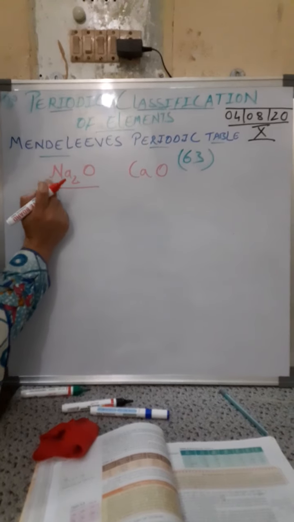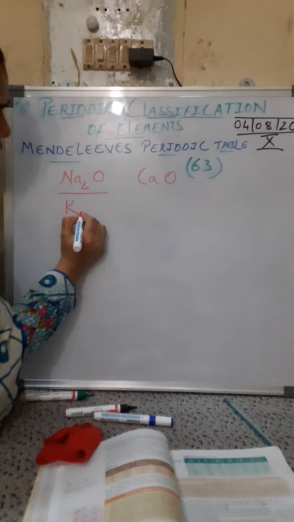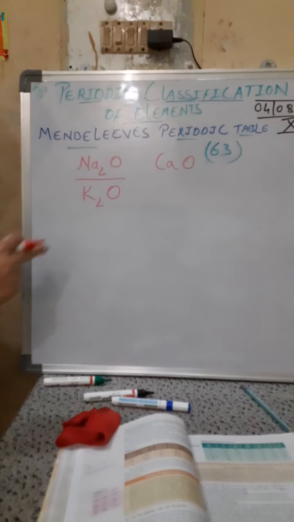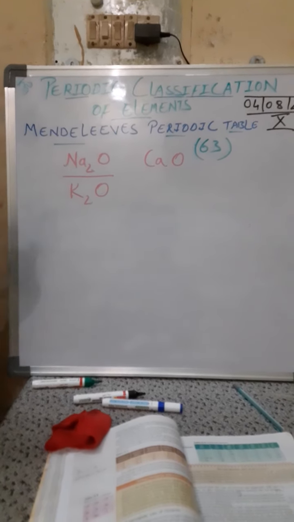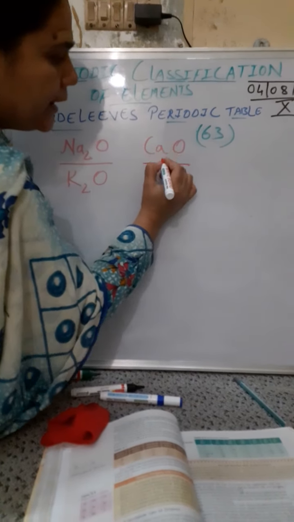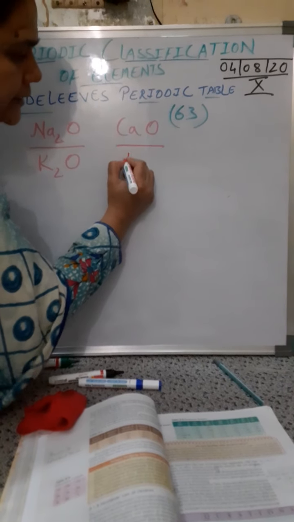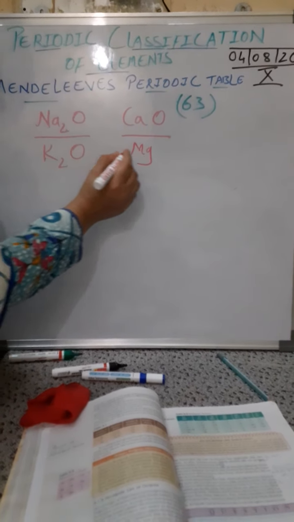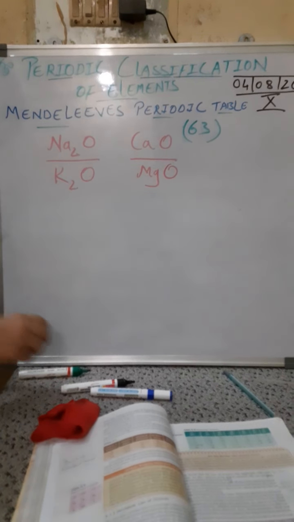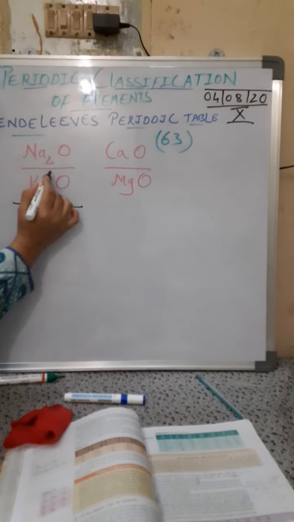Clear? Now, similarly, like sodium, potassium also will react with oxygen to form a compound called potassium oxide, with a formula the same as that of sodium oxide. So K2O. In the same manner, like how one calcium atom combines with oxygen to form calcium oxide, similarly one atom of magnesium will combine with oxygen to form magnesium oxide. Now tell me, what is a common feature of these two? They have the same formula.